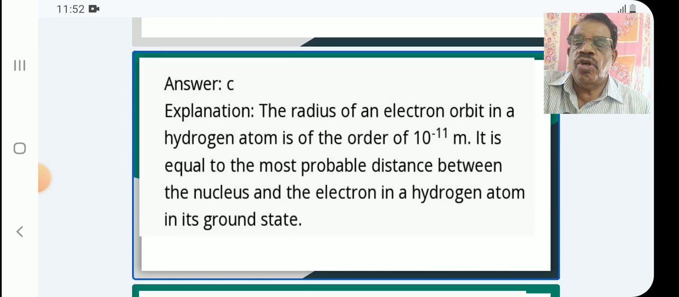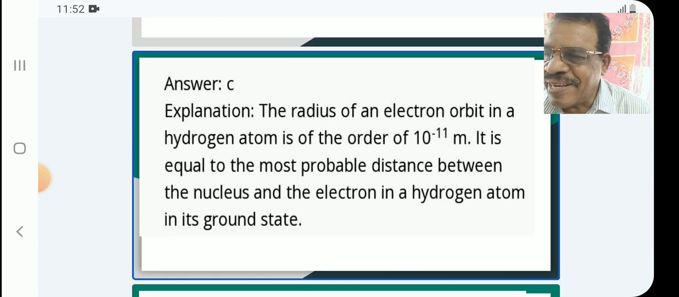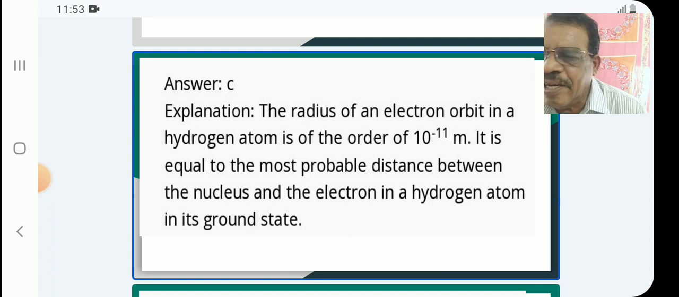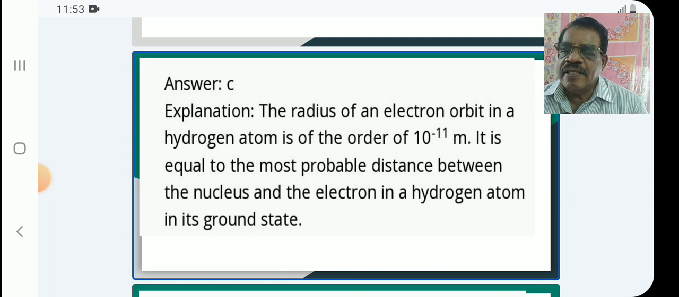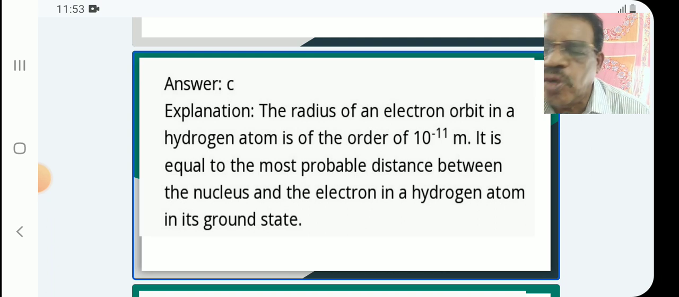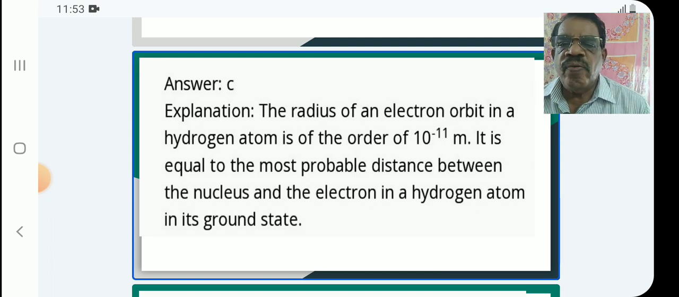The radius of the Bohr orbit is given by 0.53 n square angstrom. That is 0.53 n square into 10 raised to minus 10. This 0.53 is nearly less than 1, so we can write it as 10 raised to minus 1. 10 raised to minus 1 into 10 raised to minus 10 is 10 raised to minus 7 meter. That is the order: the radius of an electron orbit in the hydrogen atom is of the order of 10 raised to minus 7 meter.